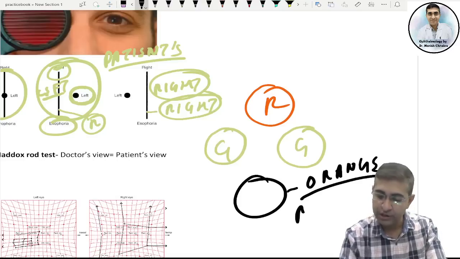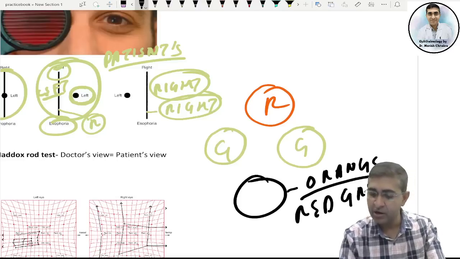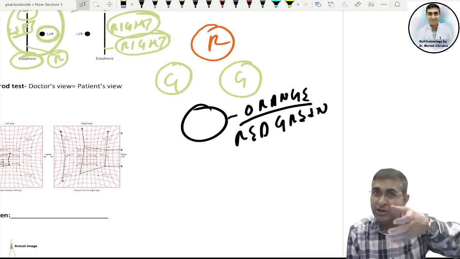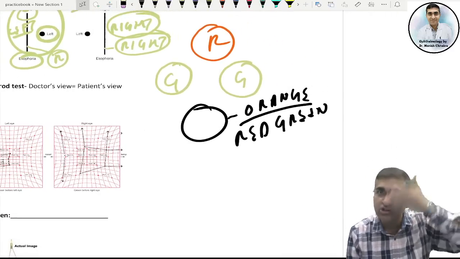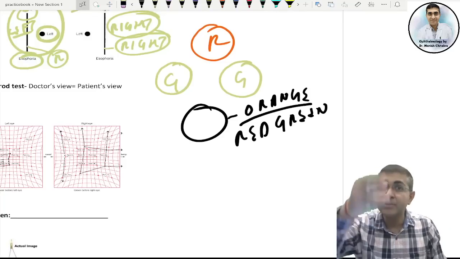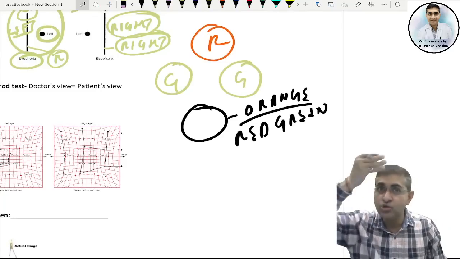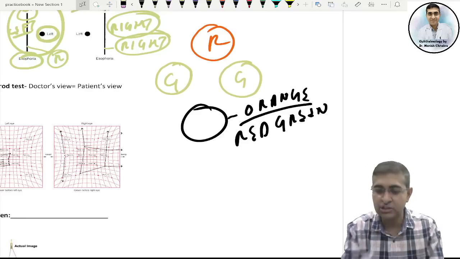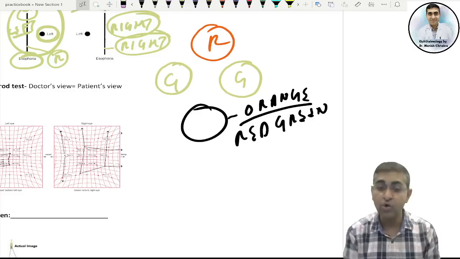Yes, orange or red-green. Why red-green? Because of superimposition of the white dot, which will be converted to green via the left eye because of the placement of the green filter. It will be converted to red via the right eye due to placement of the red filter. So net and net, the patient is going to see this in red-green color or orange color.